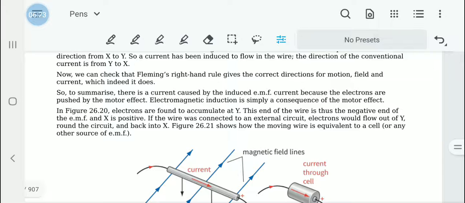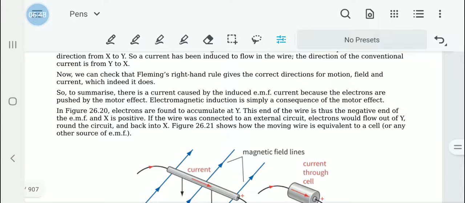So when EMF is induced, the EMF induces a current because the electrons are pushed by the motor effect.